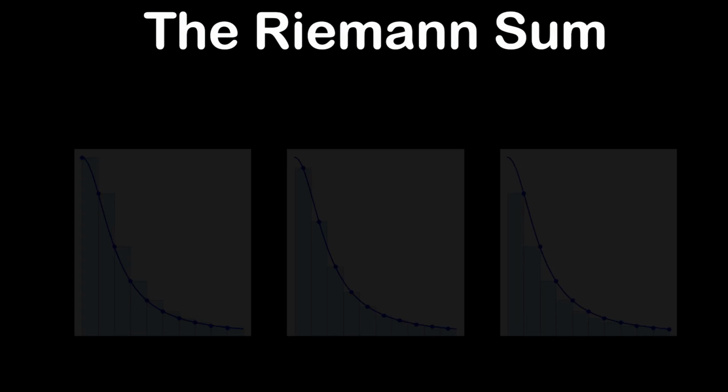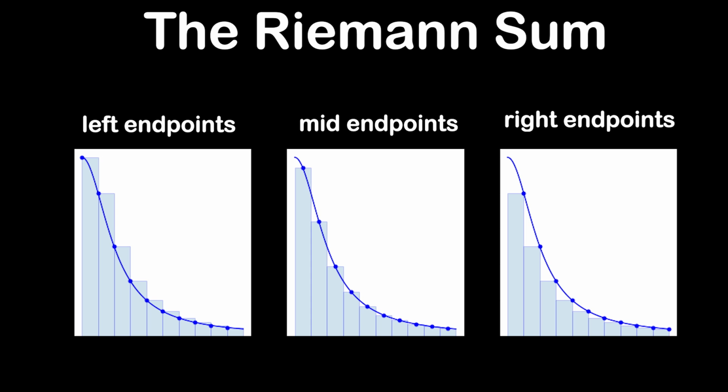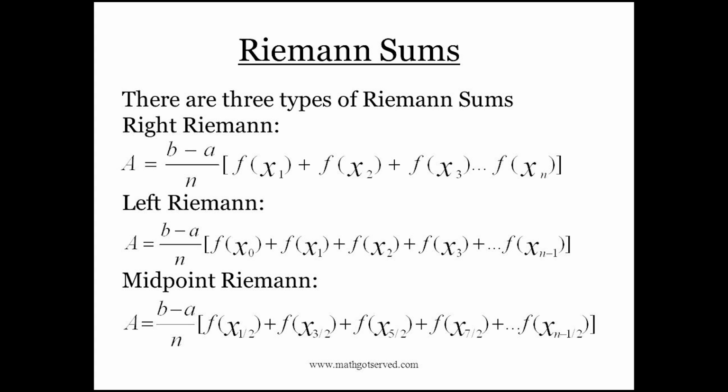The Riemann sum theorem is a way to approximate an area under a curve. There are three types of Riemann sums: right endpoint, left endpoint, and mid endpoint. The Riemann sum theorem and its other parts is summed up by this formula as shown on screen right now. And the only difference between right, left, and mid is the f of x.